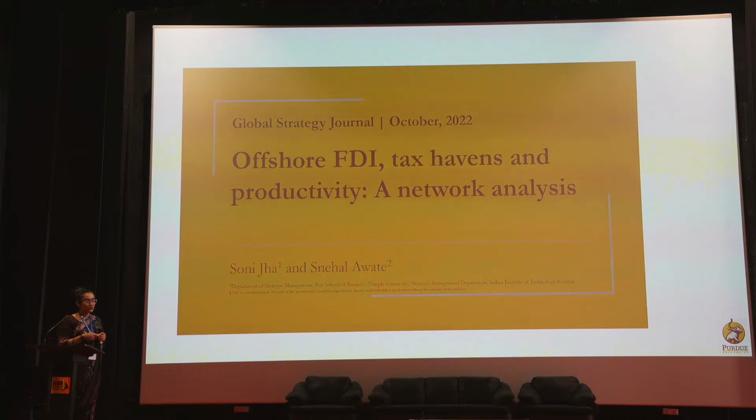In this paper, we're looking at how foreign direct investment is routed through different tax havens, right? And tax havens is basically a term used to denote countries that have very low tax rates, right? So an effective tax rate for businesses in India is somewhere around 30%, right? So some countries will have like 0% tax.